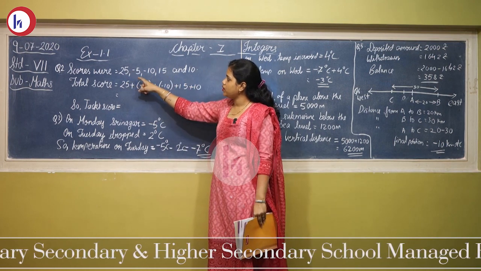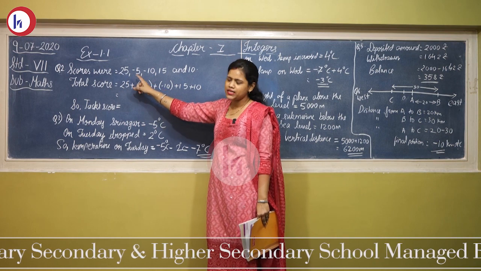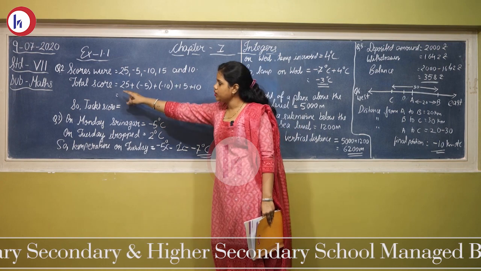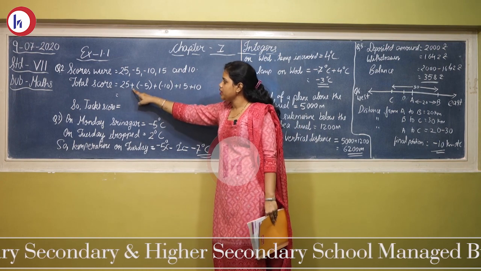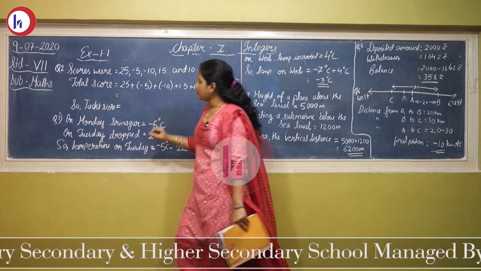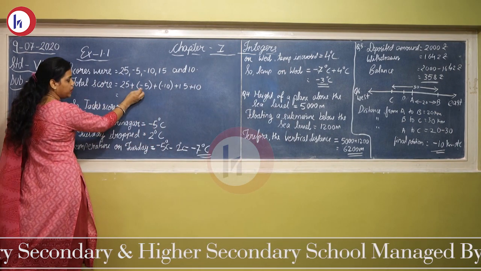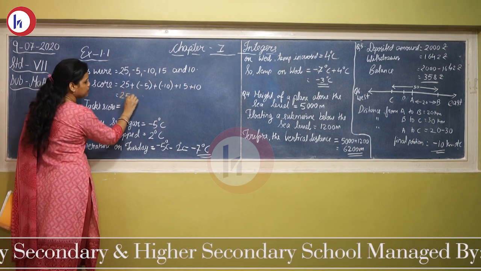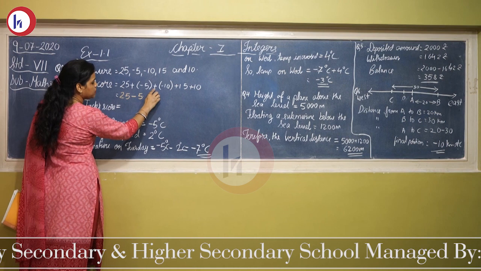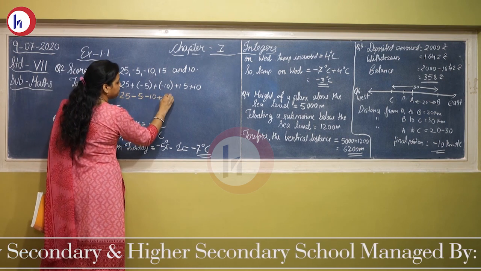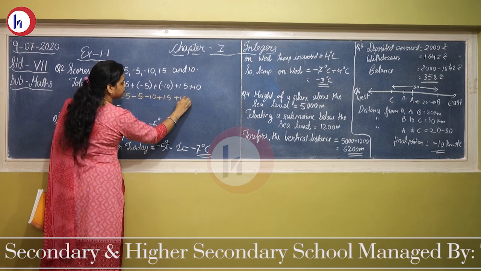In some tests he is scoring positive and in some he is scoring negative. So total score is asked, so I am putting this plus sign in between. Now what you have to do is start opening the bracket. First, 25 plus, multiply by minus will be minus 5, plus multiply by minus will be minus 10, plus 15 and plus 10.